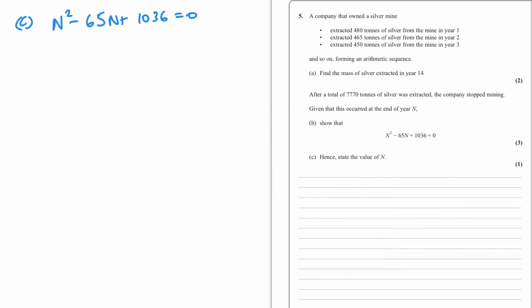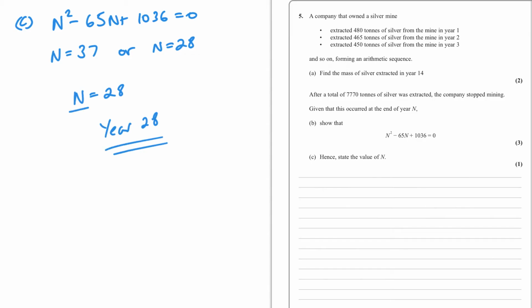Now, solving this, you can try and factorize, use the formula, or use your calculator. It's only worth 1 mark, so you can jump straight in with it. So we've got n equals 37 or n equals 28. And so the answer will be 28, or year 28, however you want to say it. Because obviously if you stop at that value, you're not going to carry on going back to the next time that potential value can occur.